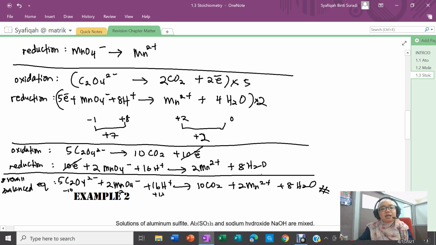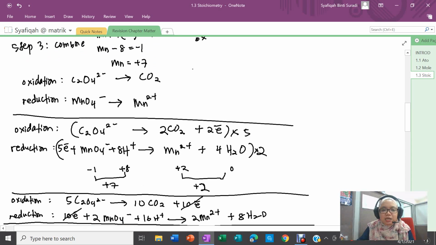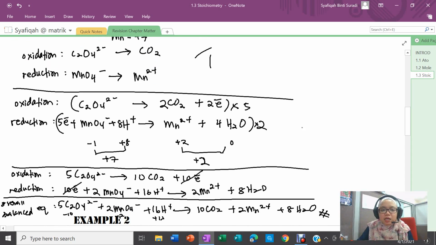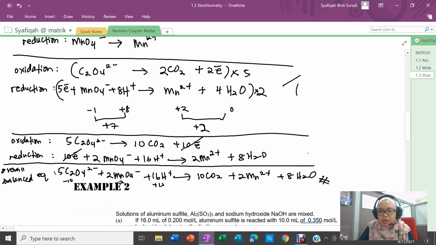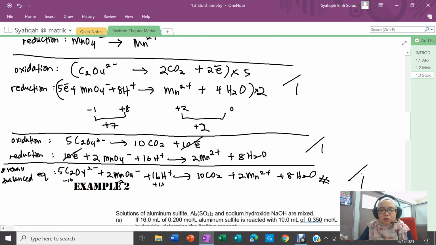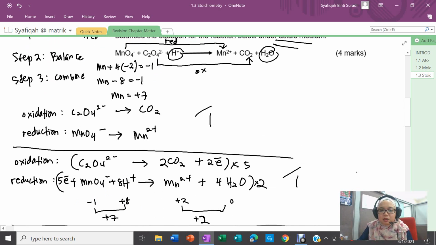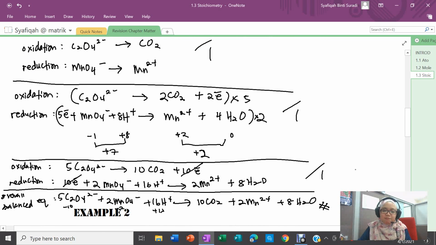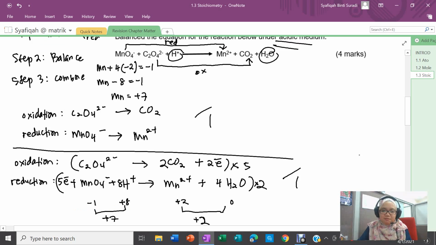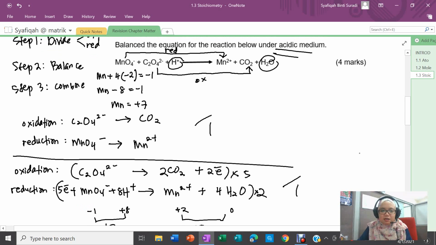So this is how you balance the equation. This gets 1 mark, this gets 1 mark, this one gets 1 mark, this one gets 1 mark. Usually it is 4 marks. Alright, so these are the steps.